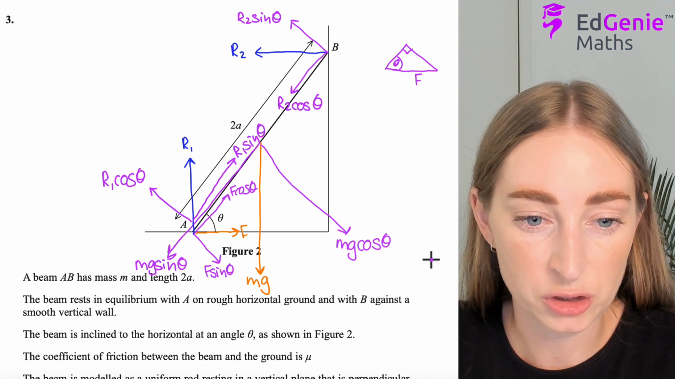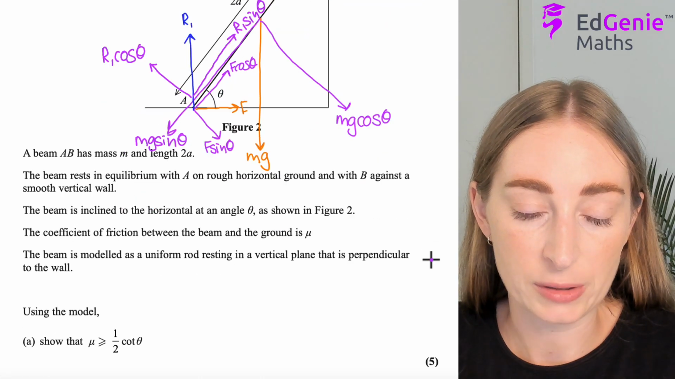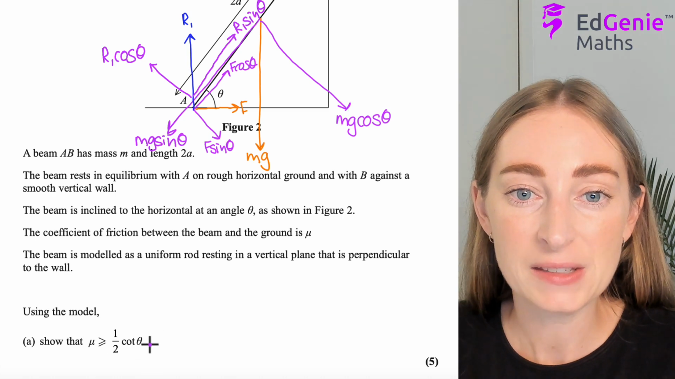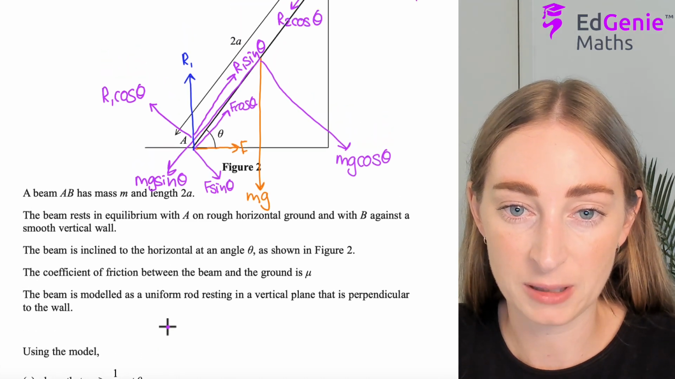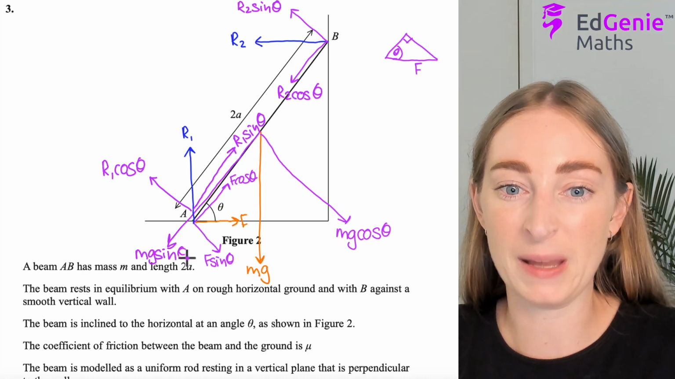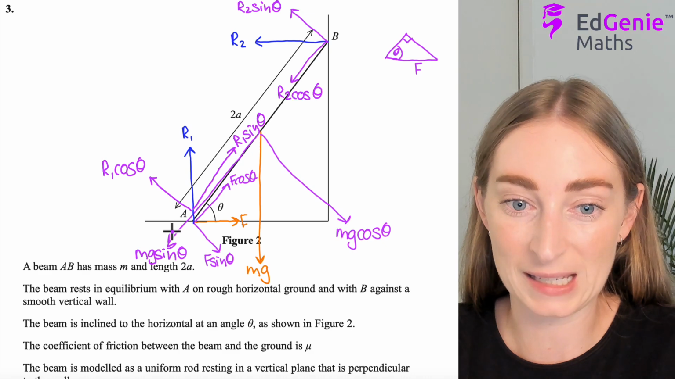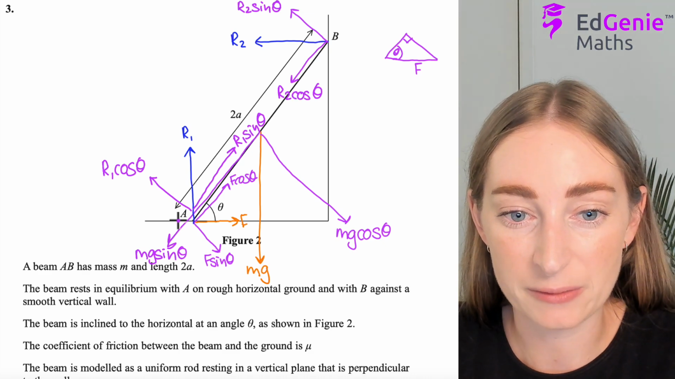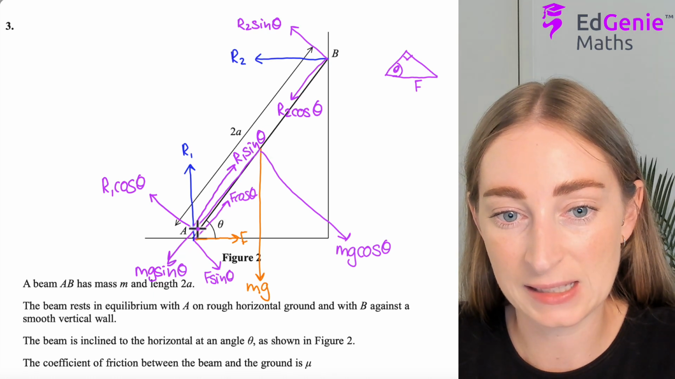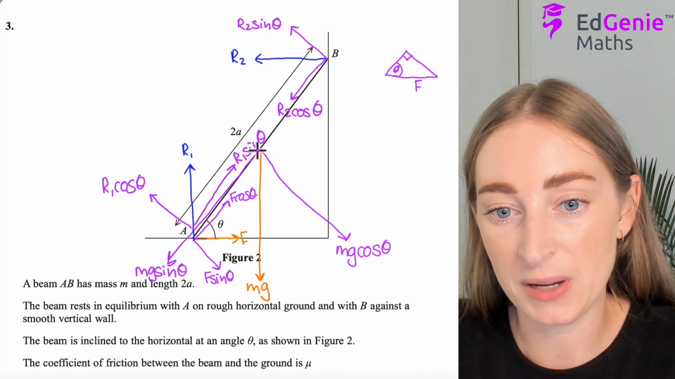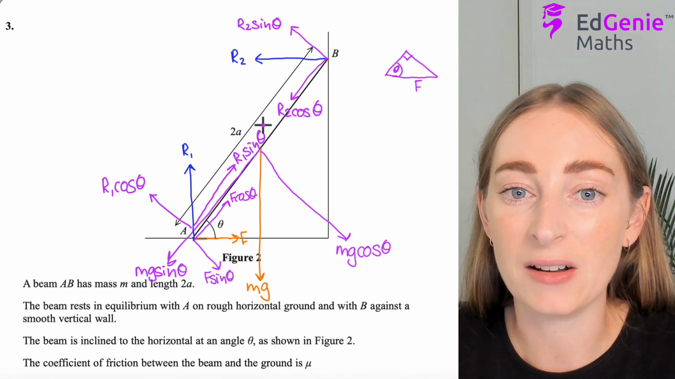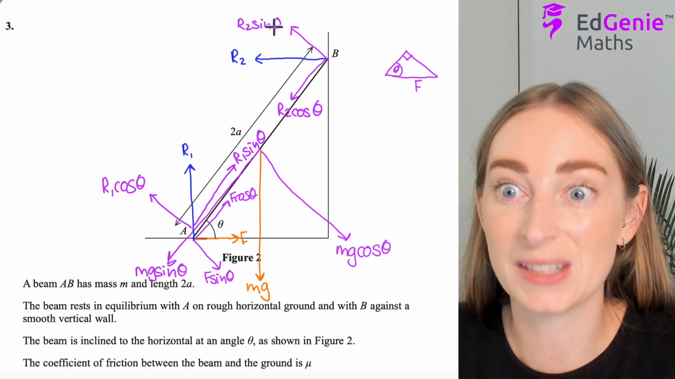So actually answering the question now, show that our coefficient of friction is greater than or equal to a half cot of theta. I'm going to take moments about A, because look at this, what a mess this is. So if we take moments about this point, we can basically ignore all of the forces at that point. So we're going to have none here, and then along here, we're going to have a, because this distance is a, multiplied by mg cos of theta. And then we're going to have 2a times R2 sine of theta.